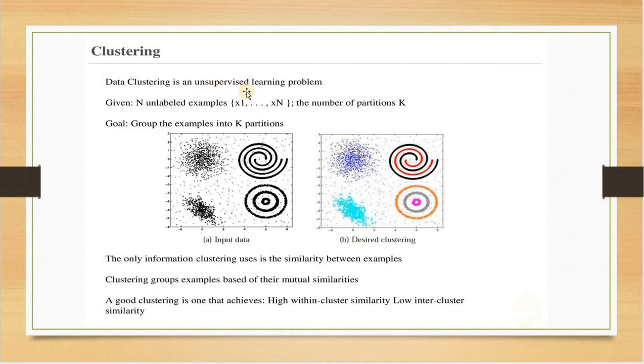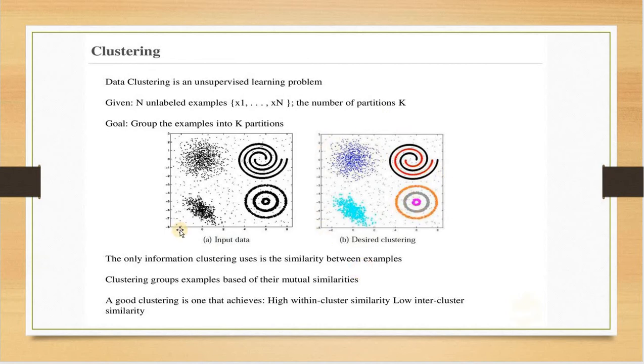Data clustering is an unsupervised learning problem. For example, if we are given unlabeled examples from x1 to xn and the number of partitions is k, our goal is to group the examples into k partitions. So if this is the input data, then the desired clustering output must look like this. See, these are the clusters over here.